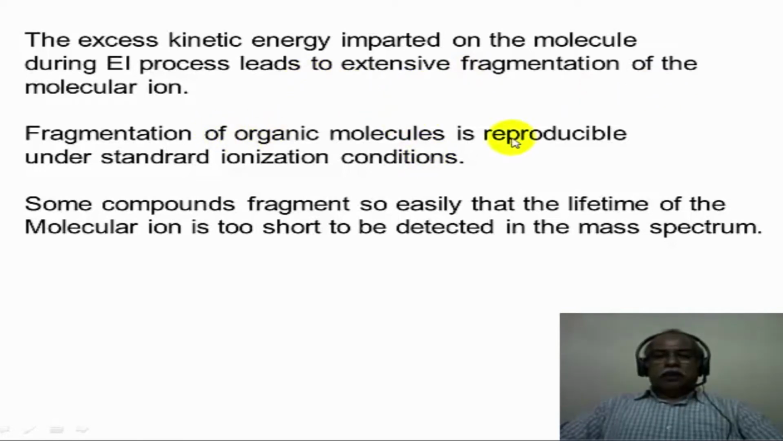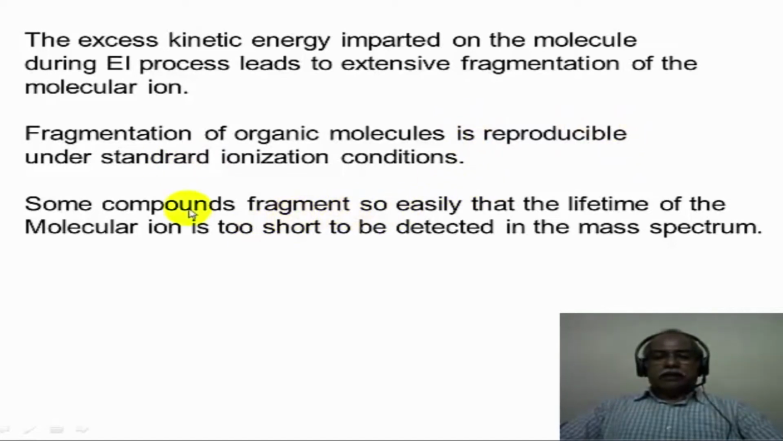The fragmentation of an organic molecule is not a bad thing actually. It is reproducible under standard ionization conditions. So it acts like a fingerprint of that particular molecule. As long as the standard ionization conditions are maintained, if there are two spectrometers which are both in electron impact ionization mode and operated under standard conditions of 70 electron volts, the spectra and the fragmentation produced by the molecule will look the same. As a result, one can have a library of fragmentation patterns of various types of compounds, because the fragmentation process is reproducible under a standard set of conditions.